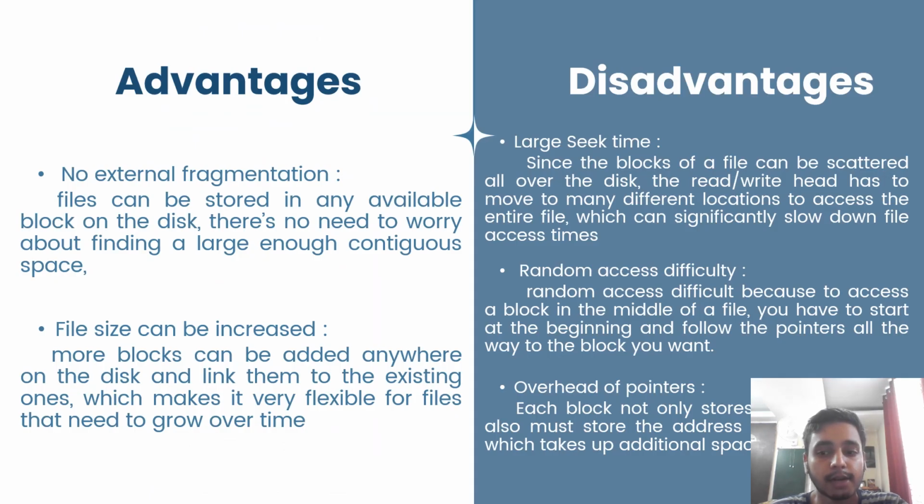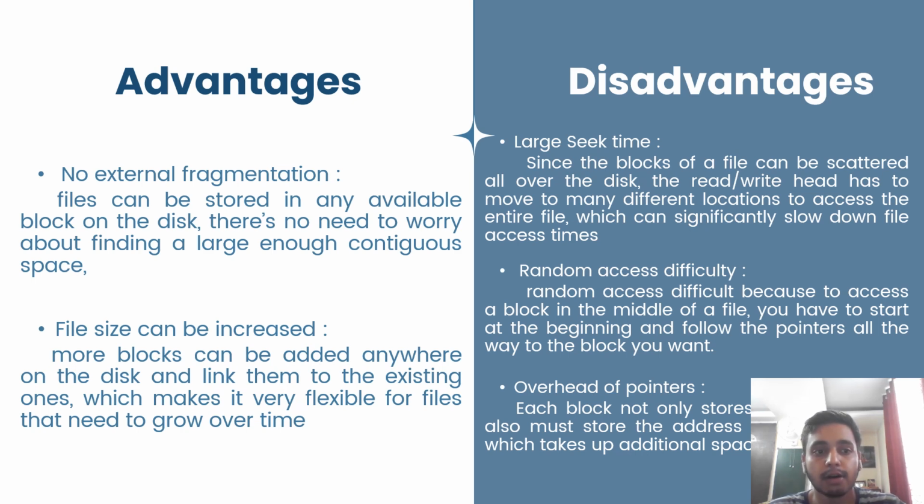Advantages of linked list allocations are: no external fragmentation. That means files can be stored in any available block on the disk. Like we saw in contiguous allocation, continuous blocks are needed to store the file. Since we have pointers in linked list allocation, we can store it in any available space in the disk. Another advantage is file size. File size can be increased as the file can be added anywhere on the disk and can be accessed through the pointers.